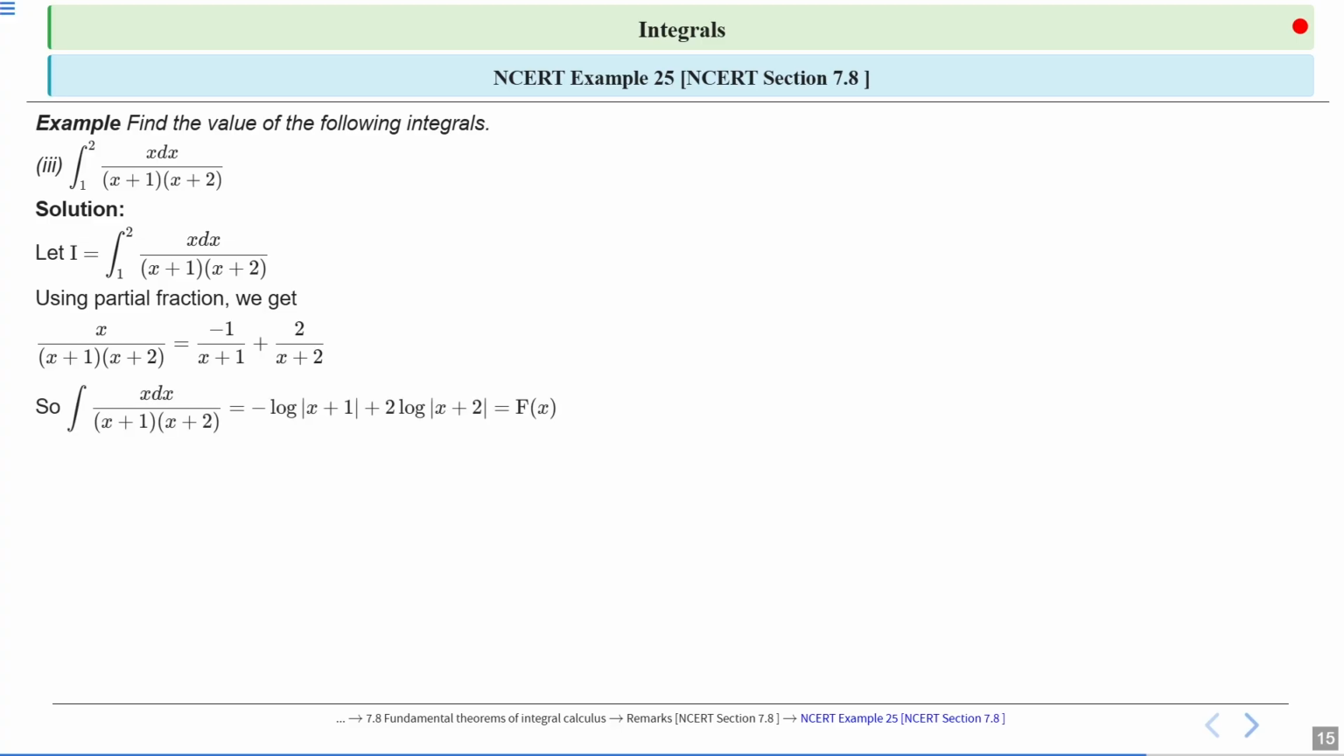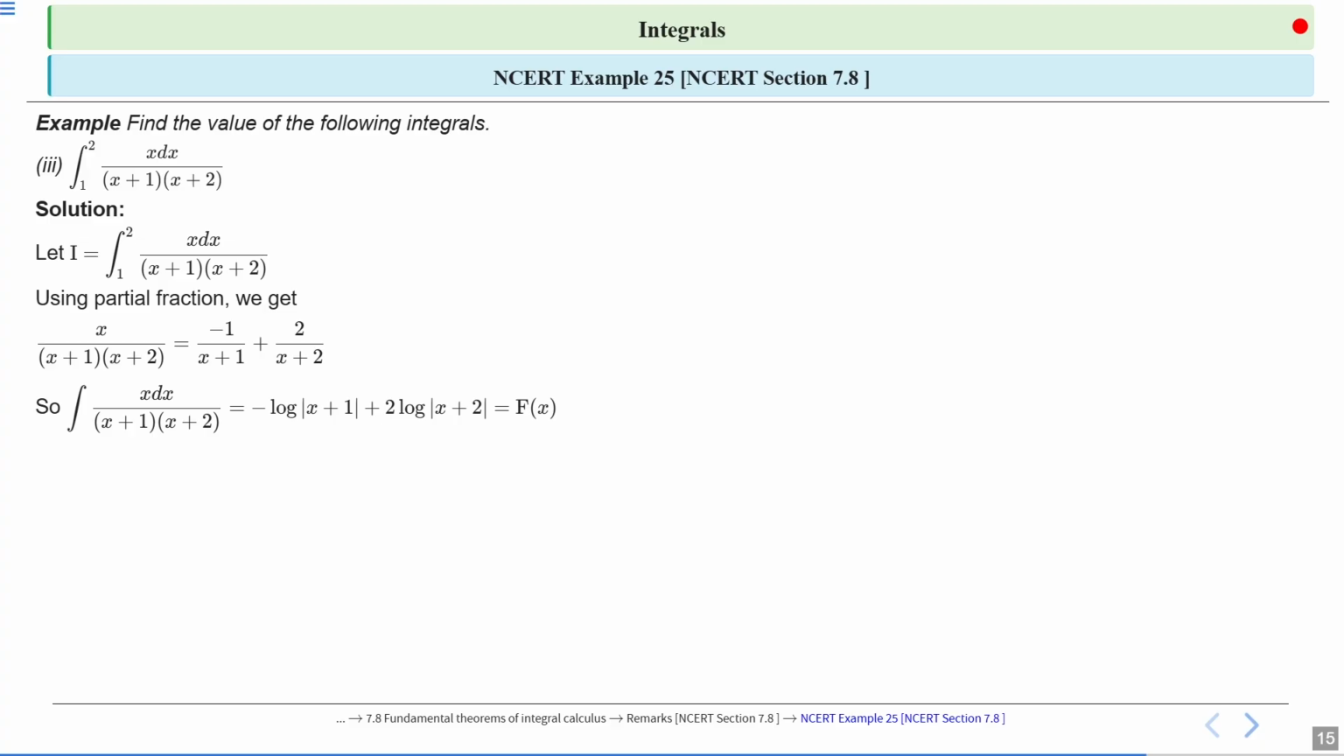To find the integral value of x dx by x plus 1 into x plus 2, it becomes minus log of x plus 1, that is the integral value of minus 1 by x plus 1, and the integration of 2 by x plus 2 is 2 log of x plus 2. As we know, integration of 1 by u du is log u. Okay, so that is the value of f(x), that is the antiderivative. So first step is complete.